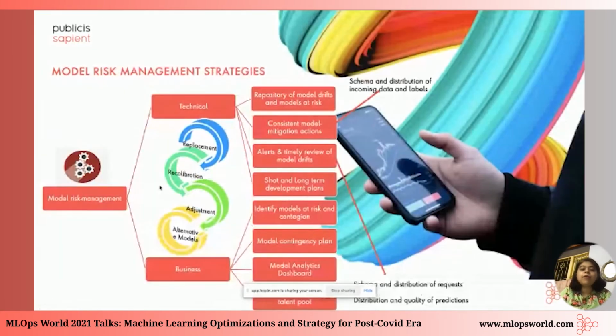And when we talk about risk management, it's not only the job of the technical people, but also business, that how do we identify model risk and maintain the repository of models that have been at risk, for doing audit and learning about their schema and distributions. Like what have been the input requests that have caused the model to change the distribution and quality of predictions. So this is not a job of business or technical alone. Hand in hand, we have to work together so that we have consistent model mitigation actions and alerts, so that we can plan for both short term and long term business goals to be achieved.